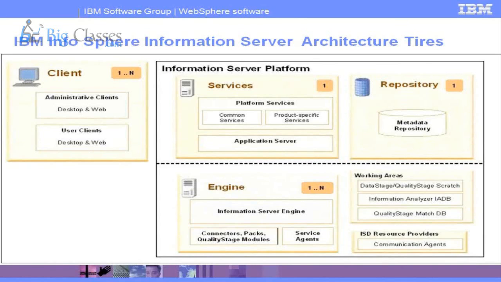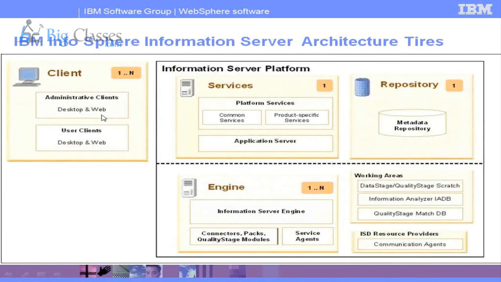Any other questions? So the engine and services should be on one server, right? Not always. That depends on whether you are following a 3-tier, 4-tier, 2-tier or 1-tier architecture. It depends on your hardware structure. For example, if you are following 3-tier, the client is going to be a separate machine, services will be a separate machine, and engine and repository will be on the same machine.